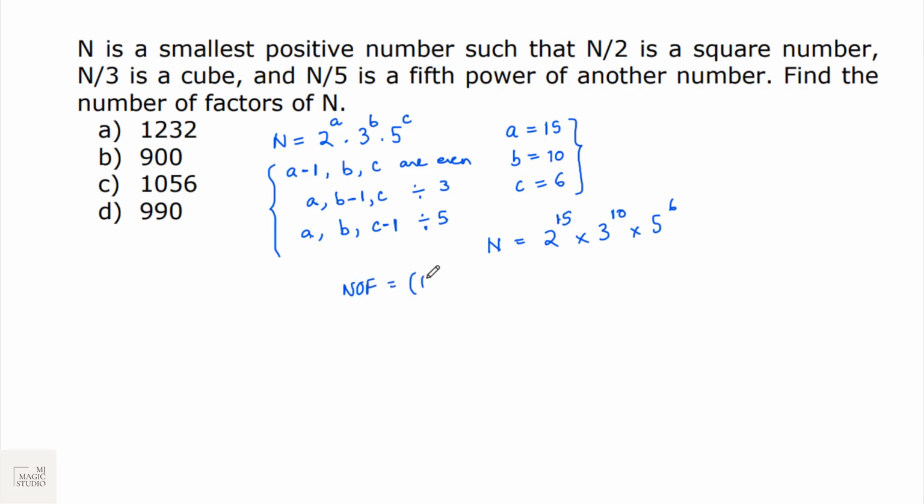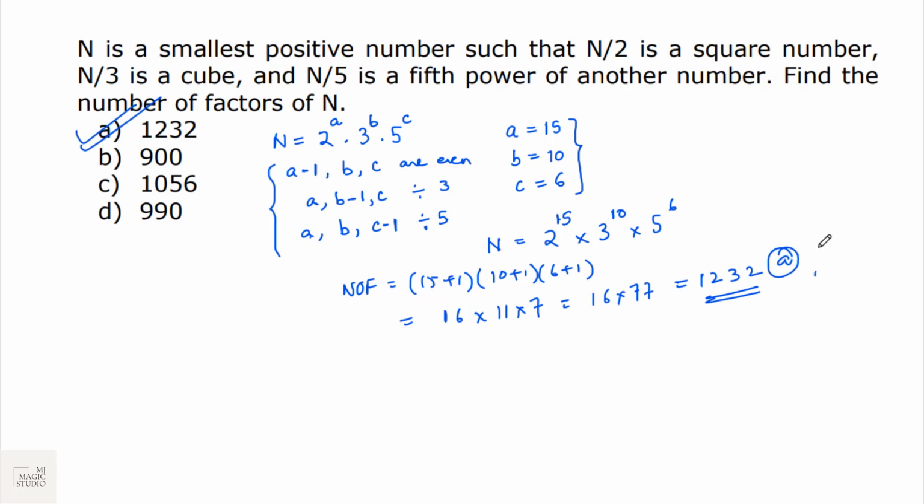Find the number of factors of n. We know the number of factors is power plus 1 into power plus 1 into power plus 1. 16 into 11 into 7. 16 into 77 is 1232. So the number of factors of this particular number n is 1232. That is option A.